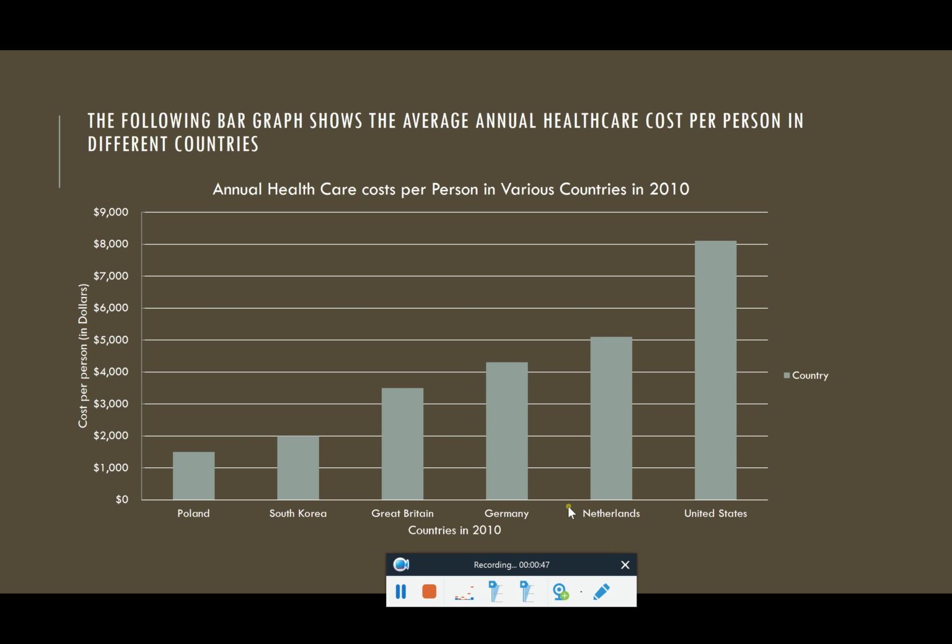As you see, the horizontal axis here is your countries in 2010. The vertical axis is the cost per person in dollars. You can see here it goes up to about 1,500. South Korea goes up to 2,000. Great Britain is 3,500. Most of you guys know how to read a bar graph.